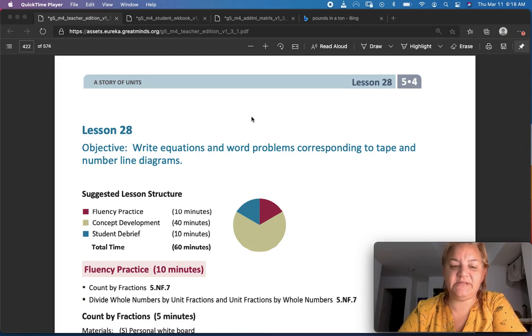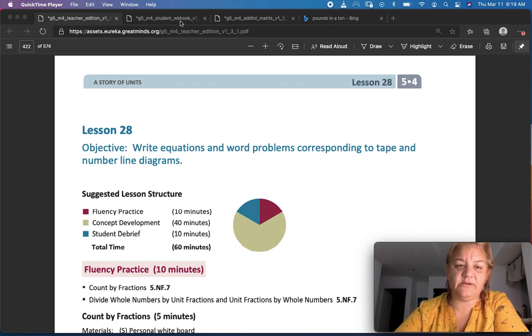So in the last couple days, we've been dividing whole numbers by fractions, and we've been dividing fractions by whole numbers, and you're getting pretty good at it. So let's use what we've learned and write equations, our own story problems, that are going to use those skills. So you get to be pretty creative today.